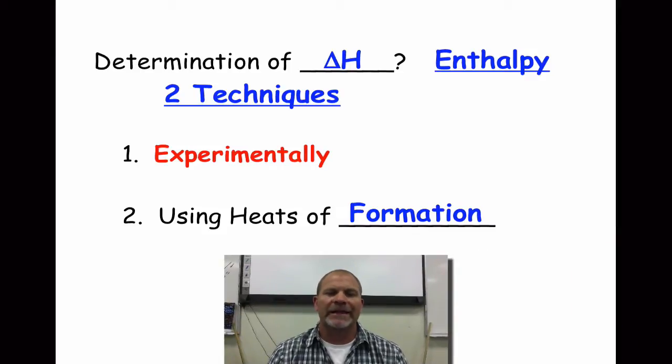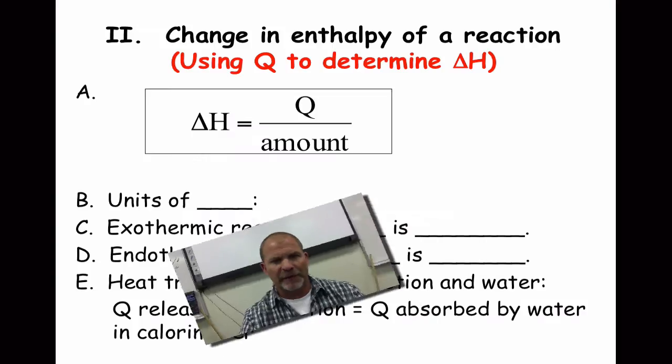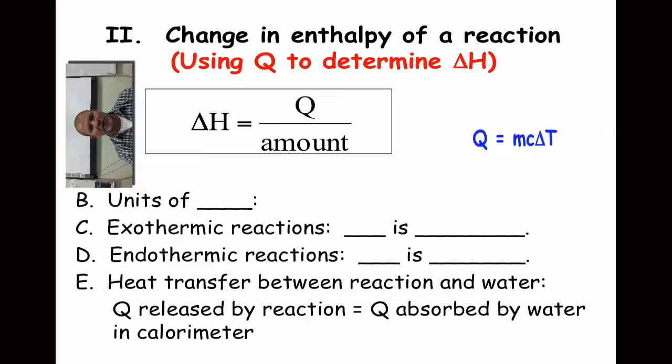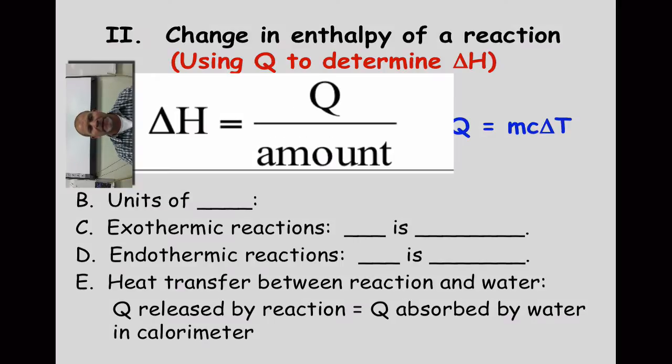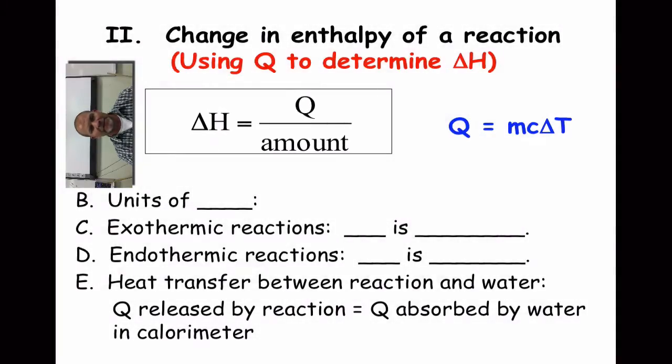Okay, now we're finally going to get to determining delta H experimentally. Remember, delta H is enthalpy, and the general category for delta H is either exothermic or endothermic. So we're going after delta H finally, and that's by way of experiment. The overall equation for delta H by way of experiment is taking Q divided by the amount. And remember, the Q is the same as MC delta T.